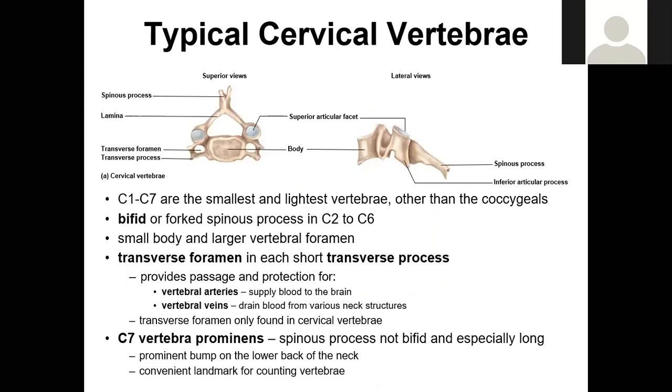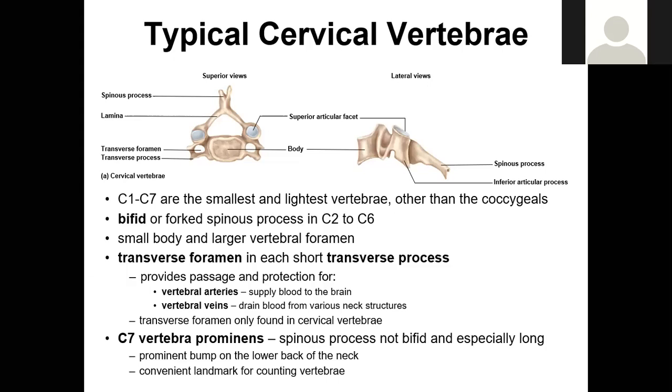So again, the characteristics of the cervical vertebra: they're the smallest and they're the lightest. Their spinous processes are bifid. Their transverse processes have transverse foramen. They have holes in them that allow for the arteries and the veins to go to the brain. The thoracic vertebra and the lumbar vertebra do not have transverse foramen.